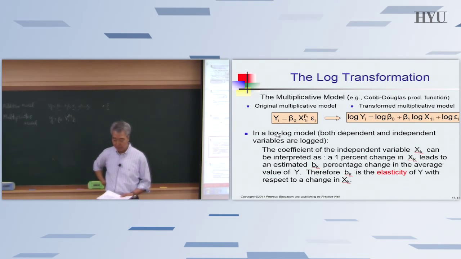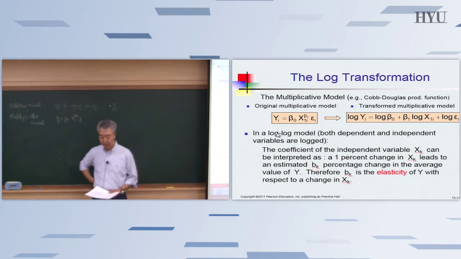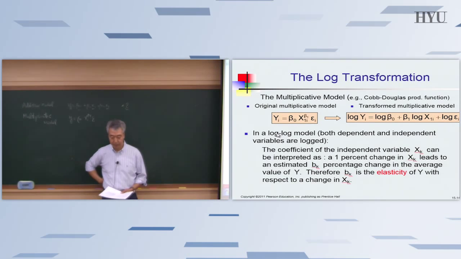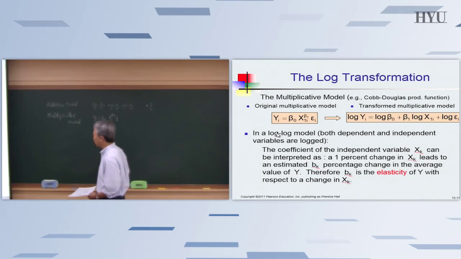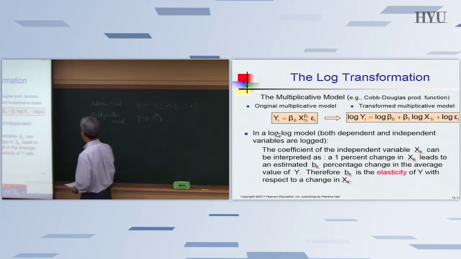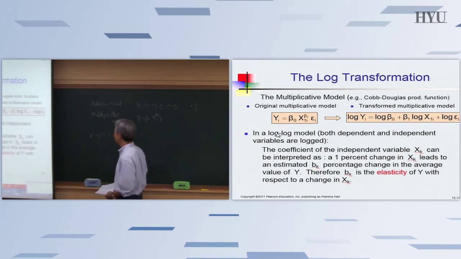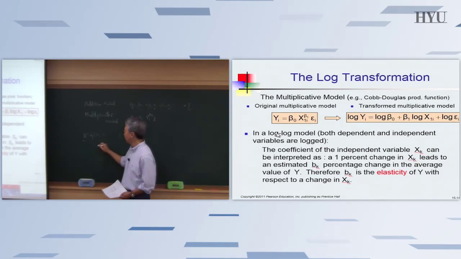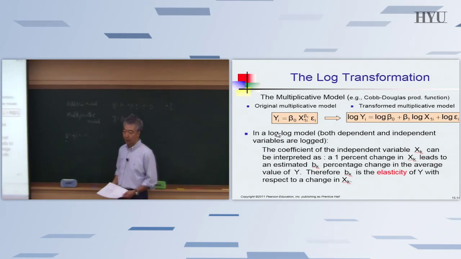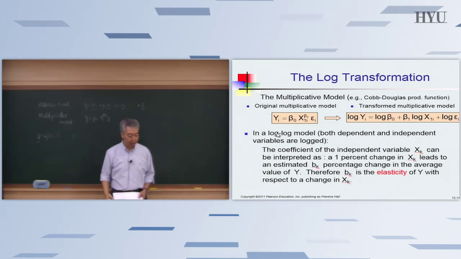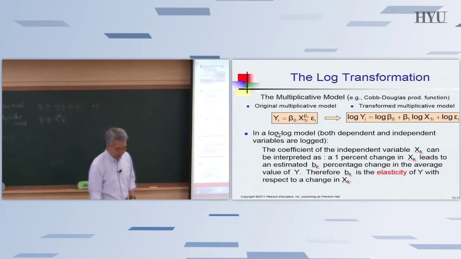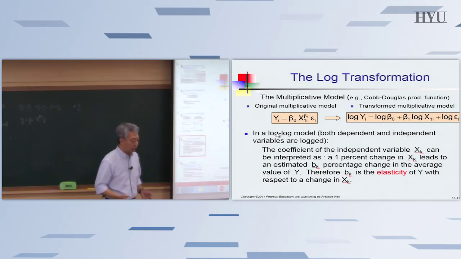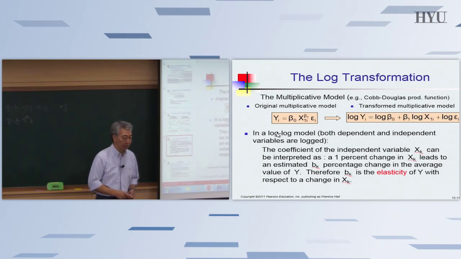And this is the most popular form of the production function. What is a production function? Production function defines the relationship between output and inputs. Okay? So if you think about it, whatever you produce, you will need many different inputs, right?